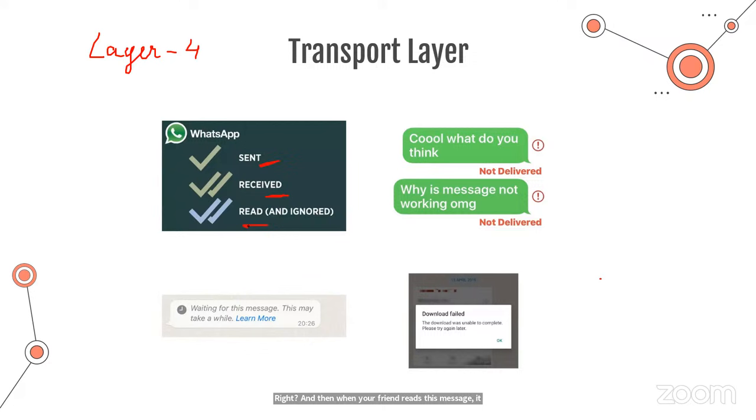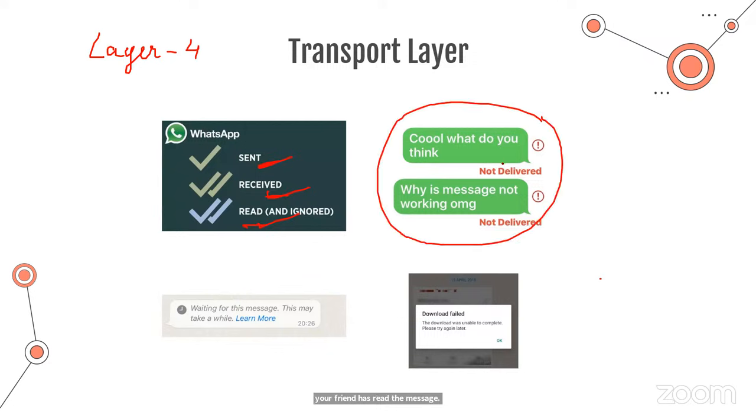How do you know this? Your mobile phone is getting all this information. Basically, your friend's phone is sending some information to your phone telling all these things: it has not received, it has received, and your friend has read the message. Similarly, when you send a message and it does not get delivered, you receive some message, not delivered. How does your WhatsApp know that the message is not delivered? Or you are trying to download an image, but that download failed. It throws an error. How does your WhatsApp know this? It is all part of your transport layer.